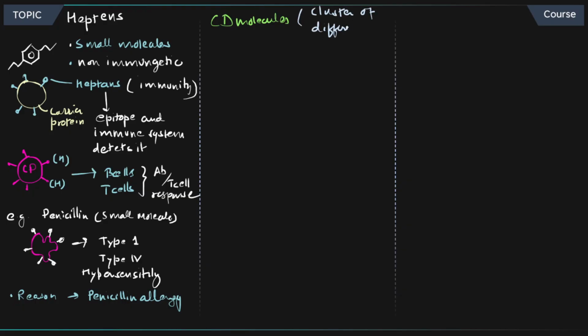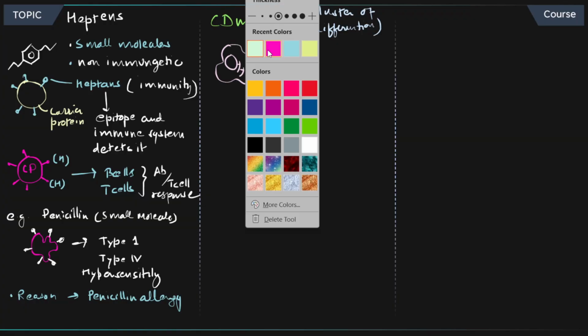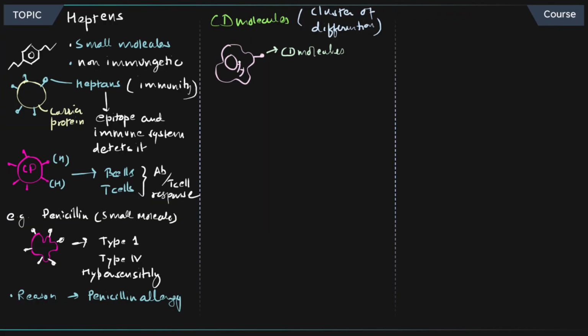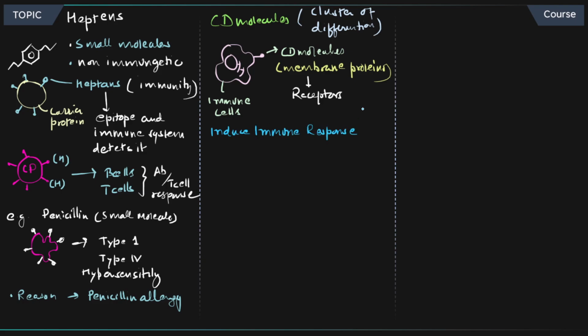CD molecules. Let's talk about cluster of differentiation molecules. In cells, we have these CD molecules present on the surface of immune cells. They are usually membrane proteins, and we also call them receptors. So let me write it down: receptors, membrane proteins. They can induce a very strong immune response. These are really important for the interaction of cells with other cells and to induce the immune response when exposed to different lymphocytes. So a lot of lymphocytes require these CD molecules.